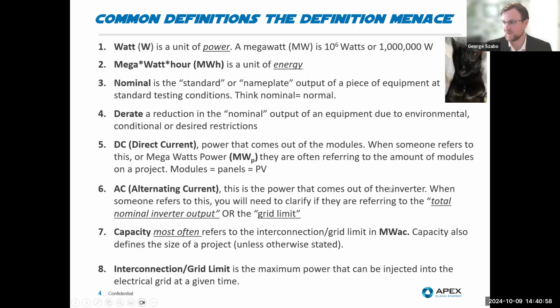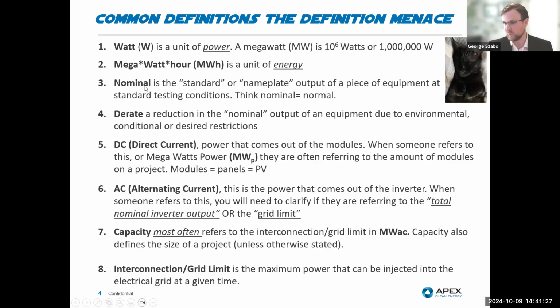AC, this is the power that comes out of the inverter. When someone refers to this, you'll need to clarify if they're referring to the total nominal inverter output or the grid limit. Often when we're talking about the design or the capacity of a project, we're referring to a 100 megawatt project. That 100 megawatts is typically the interconnection limit, or the maximum output that the project can put onto the grid in a given hour.